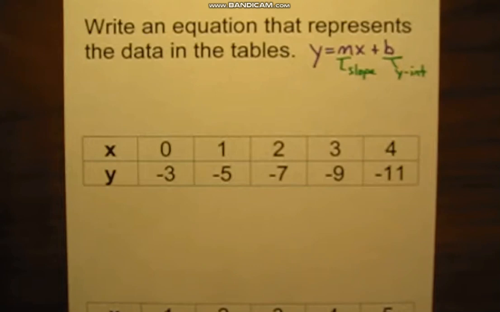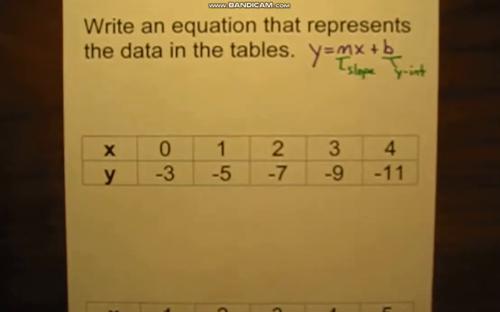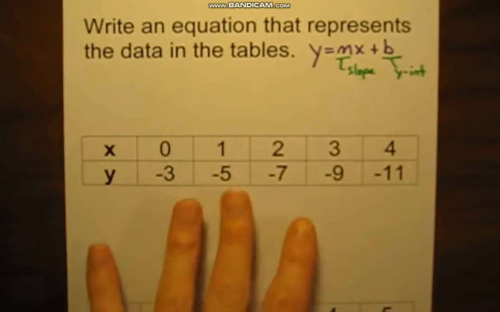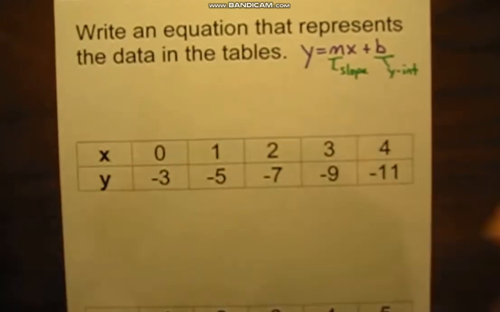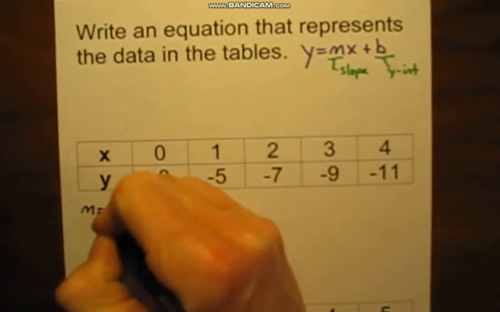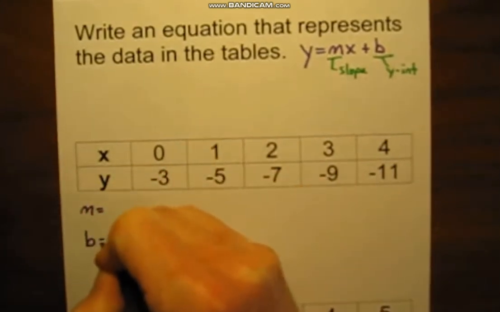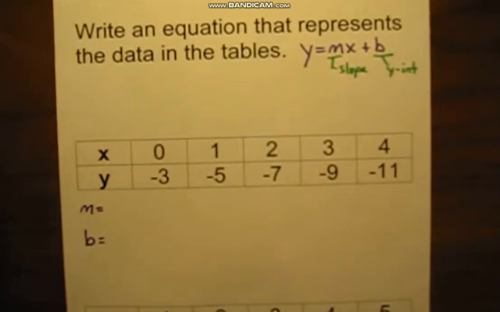And we're going to do this without the luxury of looking at a graph. We're only going to look at the numbers in a data table. So let's start with this first one here. We've got the x's on top, we've got the y's underneath. And let's start with this. We want to remember the two things we want to solve for. We want to get the m, the slope, and the b, the y-intercept. So those are the two things that we want to get.